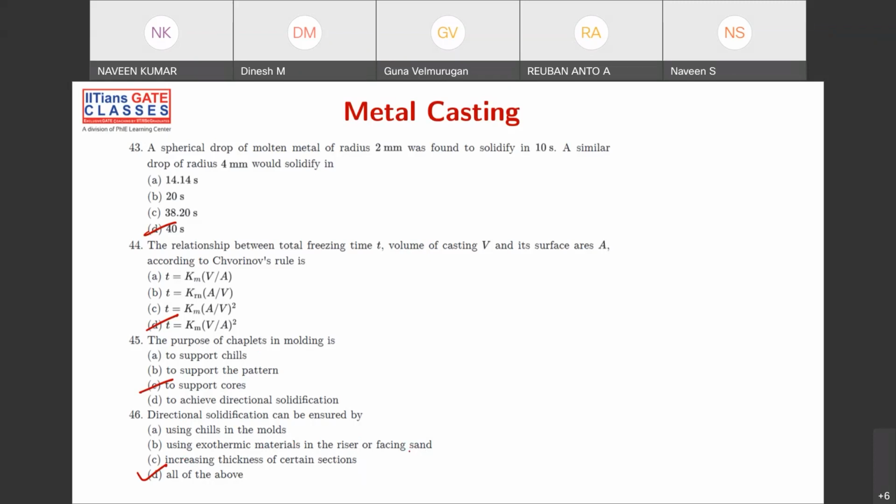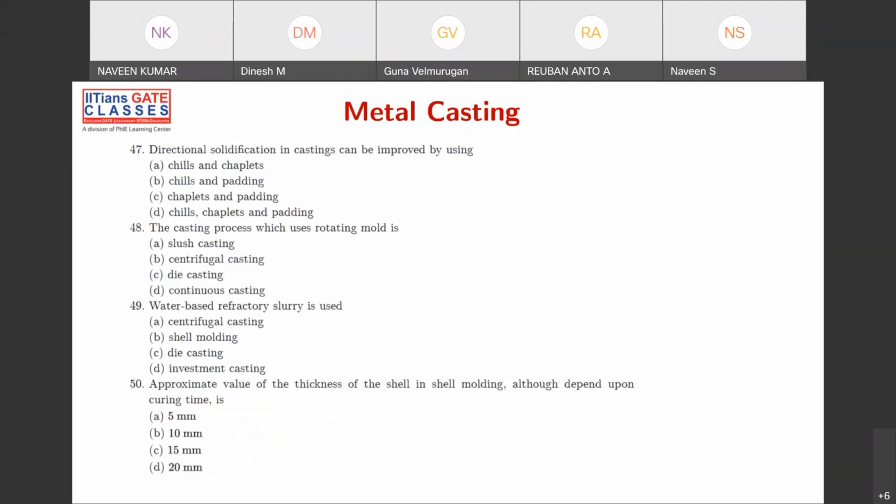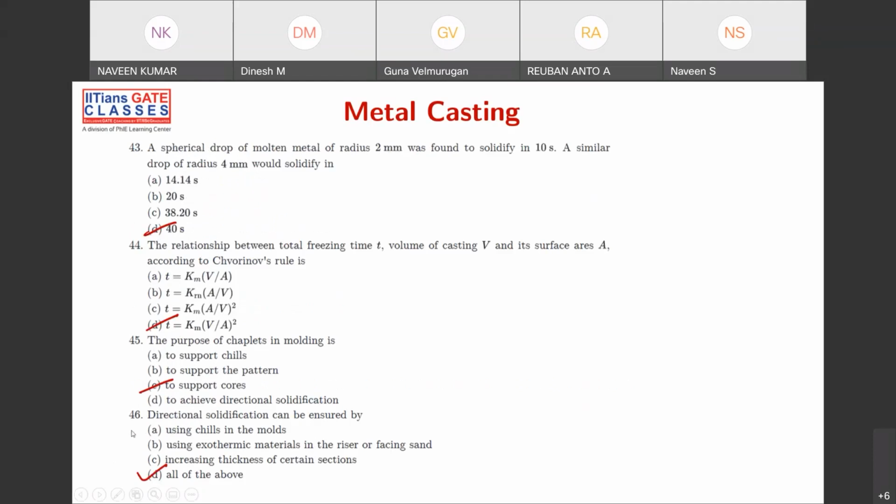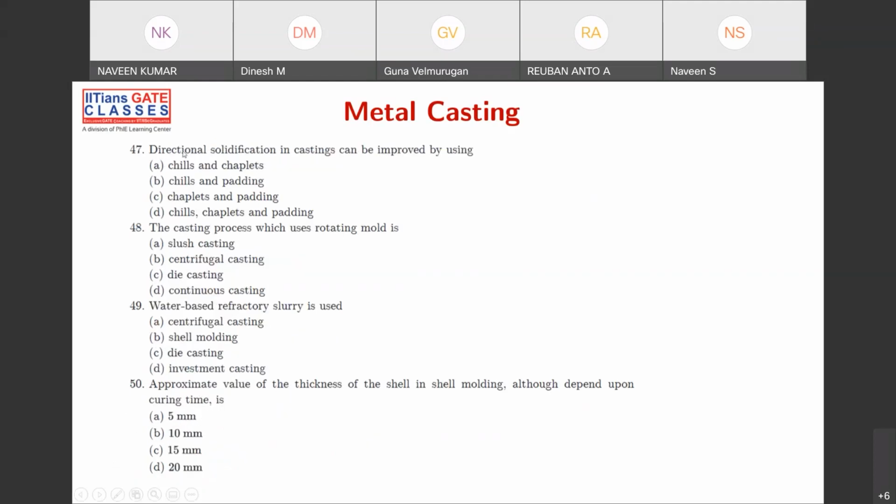I'll show you the slide. Don't worry. And increasing the thickness of sections will also be one of the ways you can achieve directional solidification. But let me discuss the next question, and then I will show the slide. How can you attain directional solidification? I'll show you the slide. Just tell me the answer of the 47th one, and we'll close the session for today.